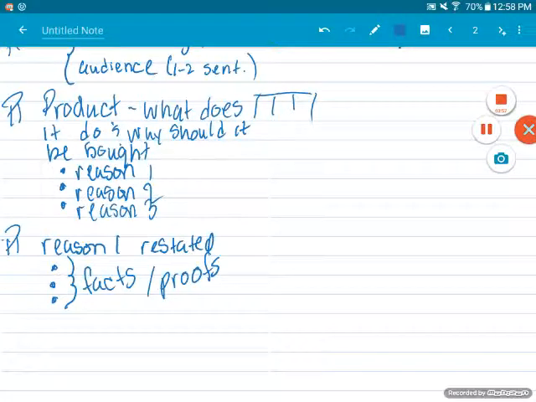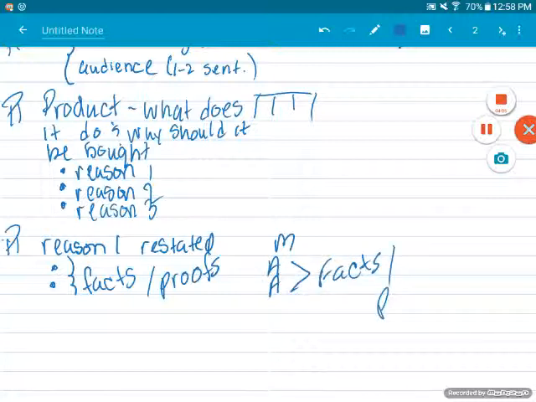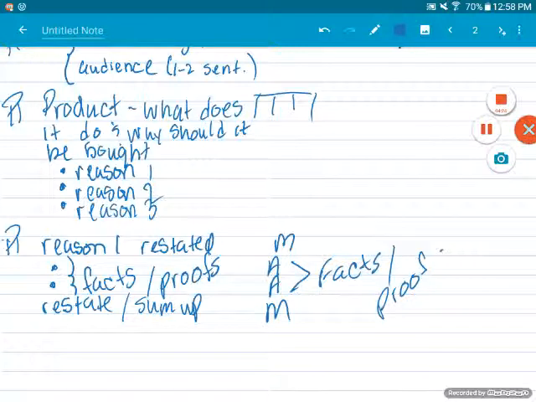Really, we only need 2 here. These just happen to be facts or proof. Hey guys. That's because I did that on purpose. Thank you, I'm glad you noticed I didn't do the M. Because now, guys, we're going to restate it and sum up. What was your point? And that's your last M. So good catching. Good job, you caught it.